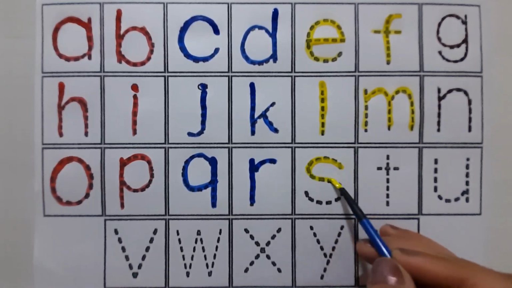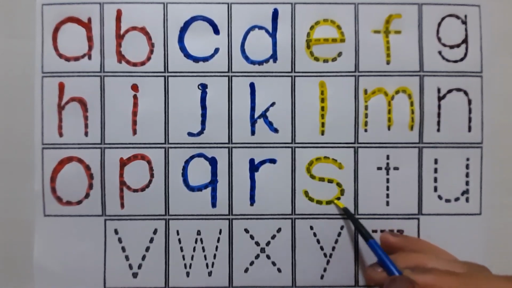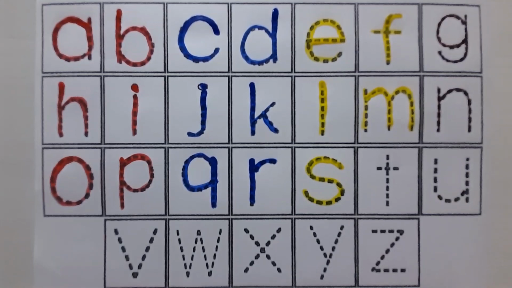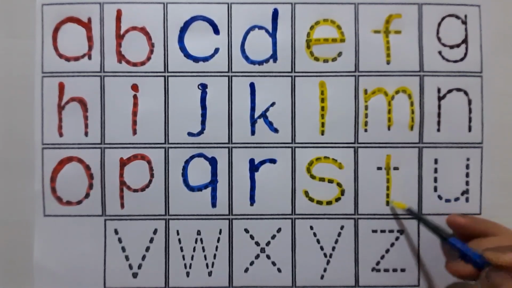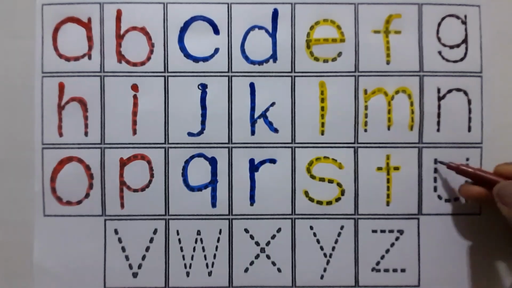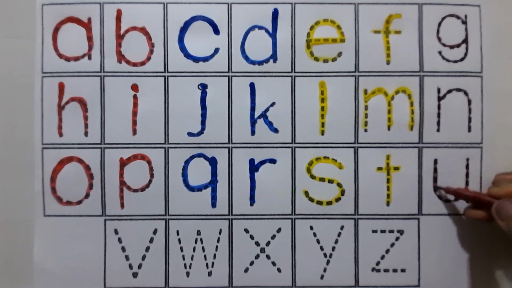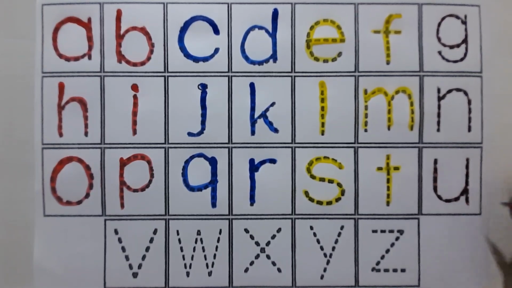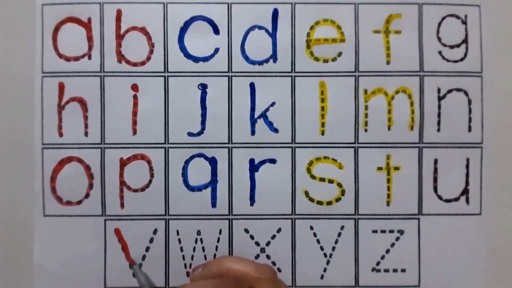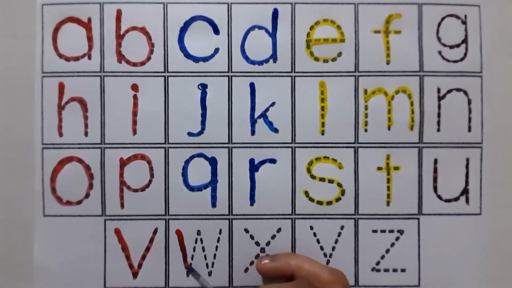S for sunshine. T for tigress. U for umbrella. V for van. W for wait.